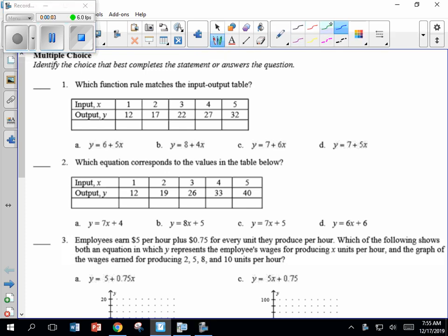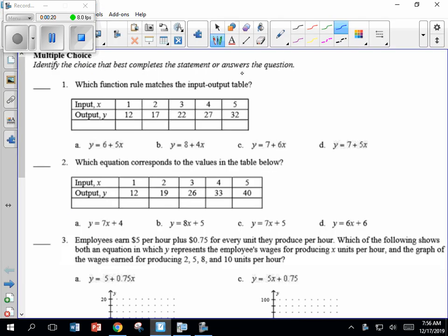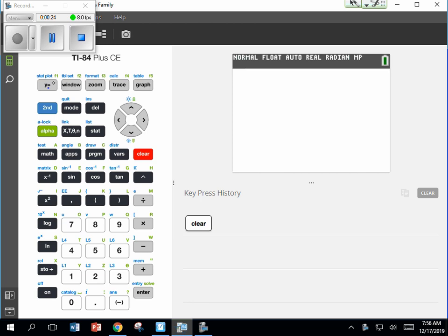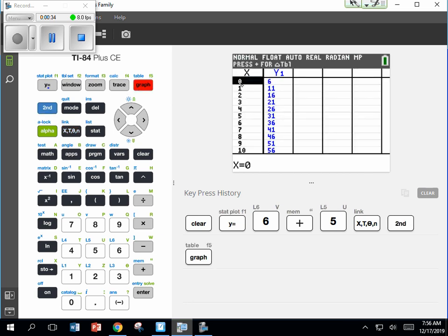All right. On problem number one, it's an input-output chart. So what you're going to do is graph each individual equation and see which one matches the table. So on number one, you go to y equals y equals 6 plus 5x. Go to second table. Look at the table. See 1 should match up with 12, and it doesn't happen.